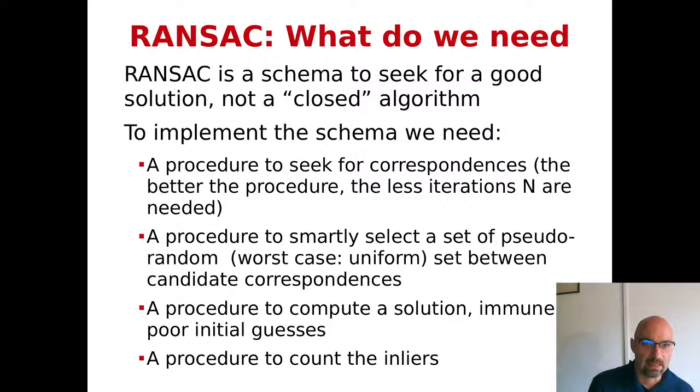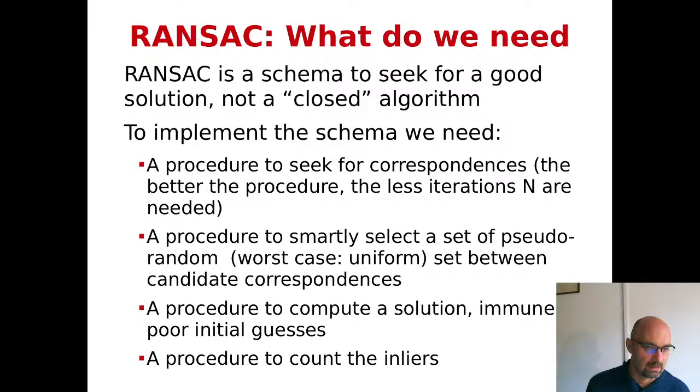Another ingredient that I need to implement this schema is clearly a minimal solver that has to be immune to the initial guess, because when I do the initial registration, I do not know where these two objects are, and I would like to determine the solution in any circumstance. So better if it is immune to the initial guess.